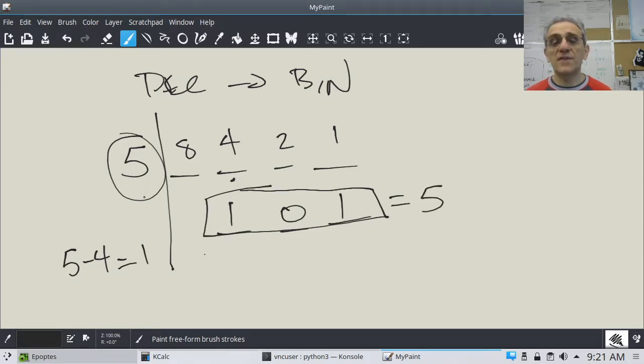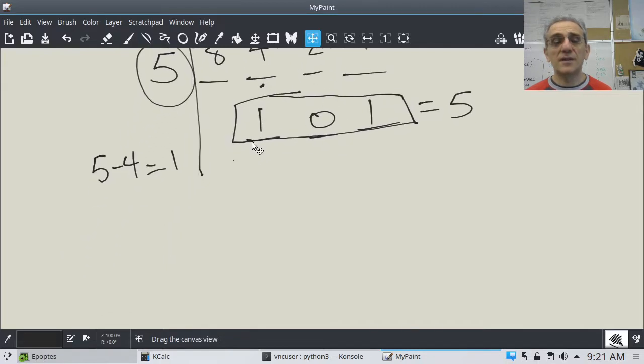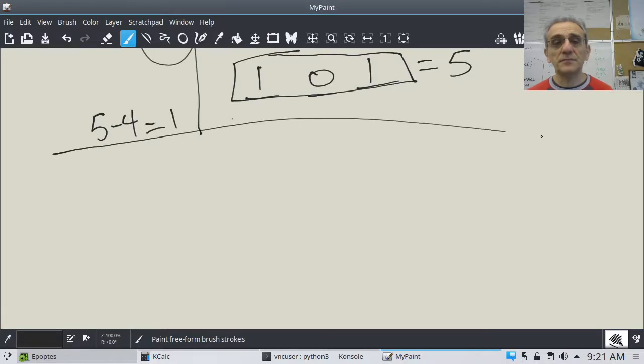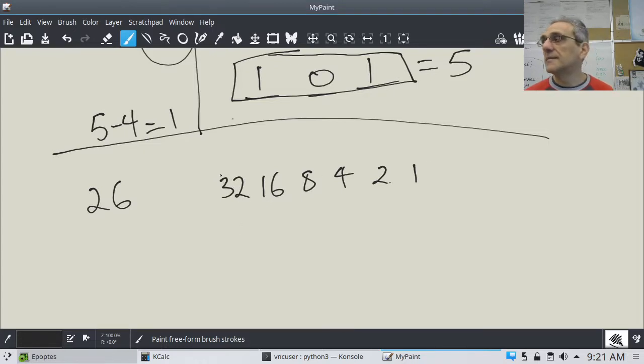Okay, so we figured out what the binary number of 5 is. Let's try another one. How about the number 26? Okay. So we'll just go 1, 2, 4. I keep doubling the number every time. 8, 16, 32. I can stop now because I know that 32 is too big.